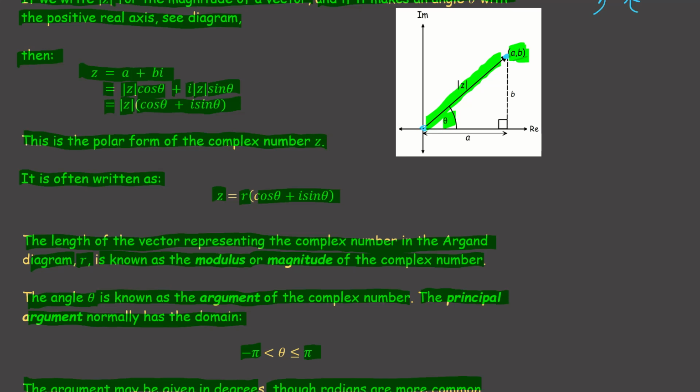Some calculators may refer to this as trig form. An important skill is to be able to convert between the two forms, and I'm going to spend a few examples on that. It is often the first step in test and exam questions.